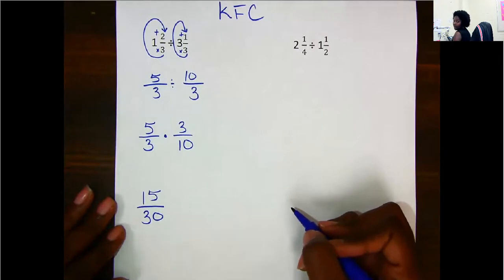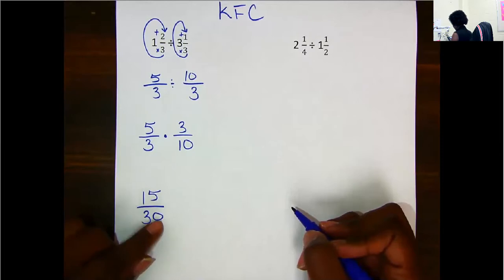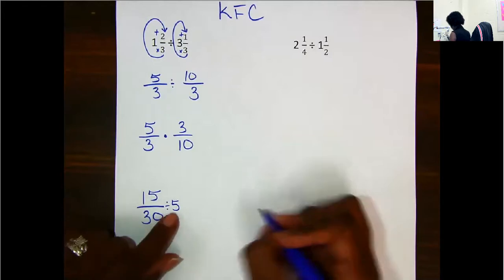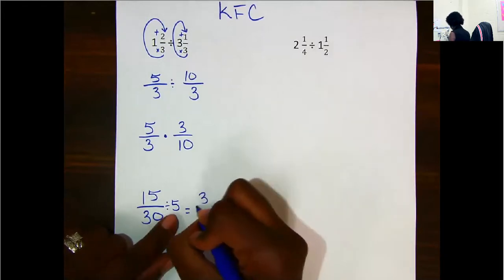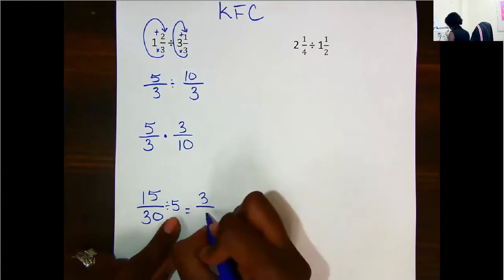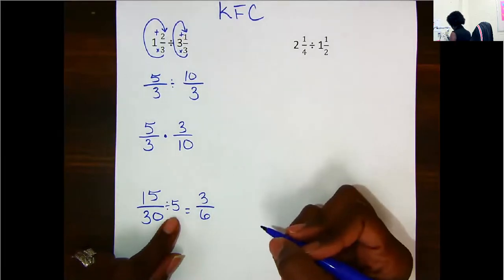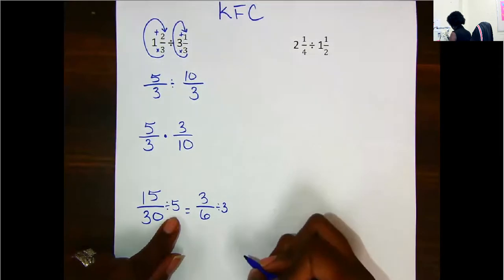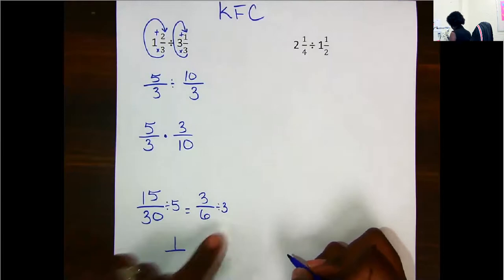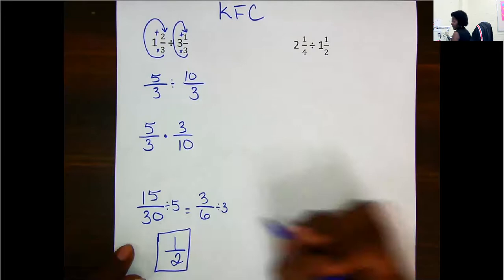Our last step is to see if we can simplify. I end in a 5 and a 0. When I end in 5 and 0, I know that I am divisible by 5. So 15 divided by 5 will give us 3. 30 divided by 5 will give us 6. I am still not simplified. I can be simplified again. 3 divided by 3 will give us 1. 6 divided by 3 will give us 2. Our final answer is 1/2.